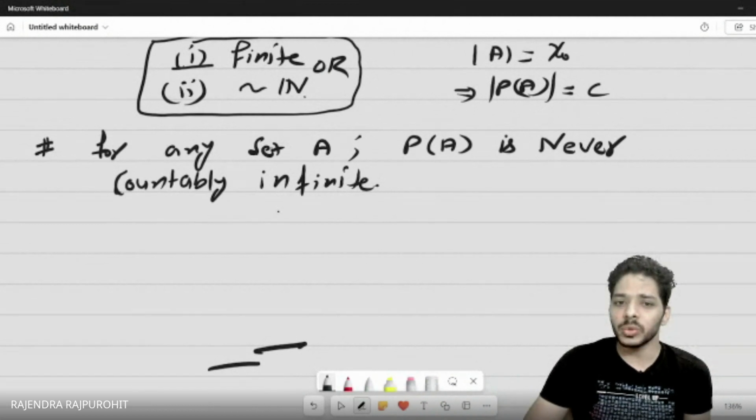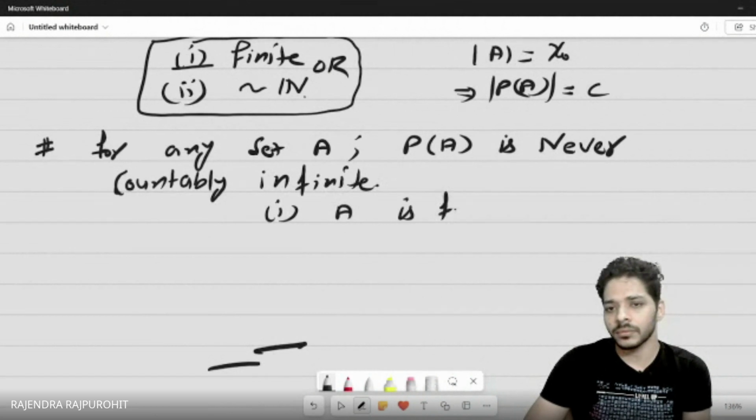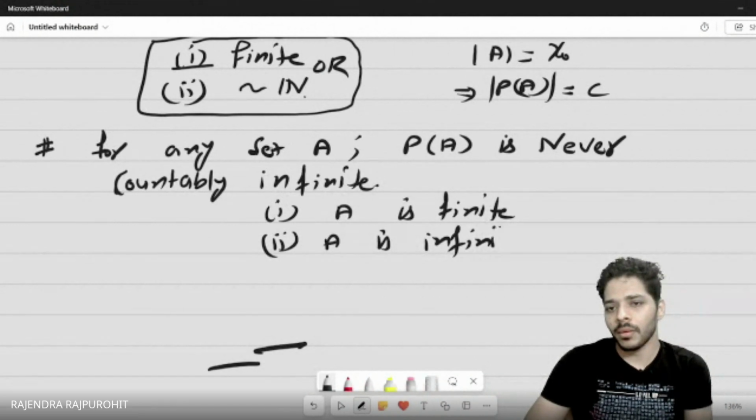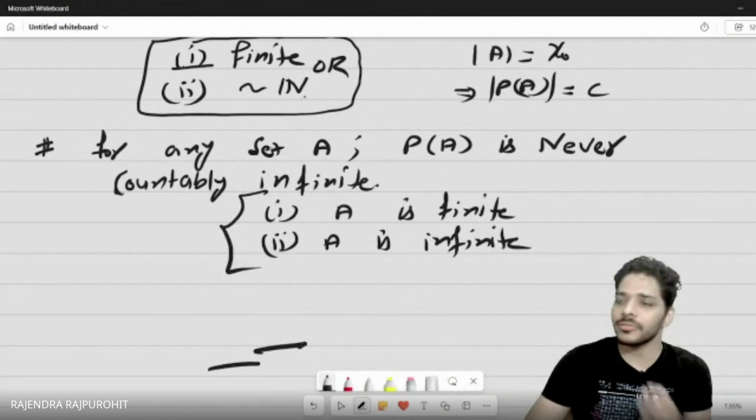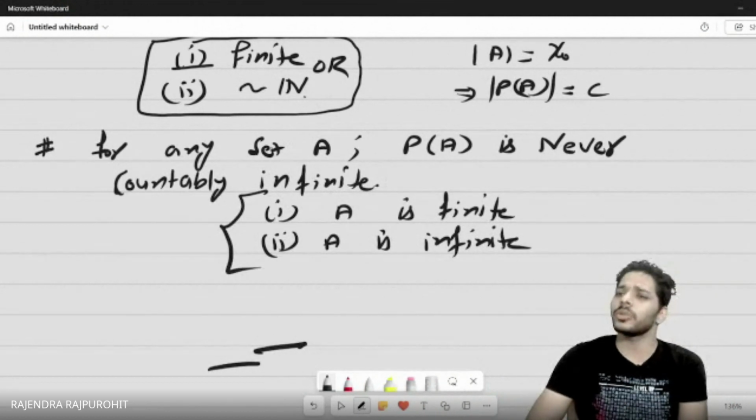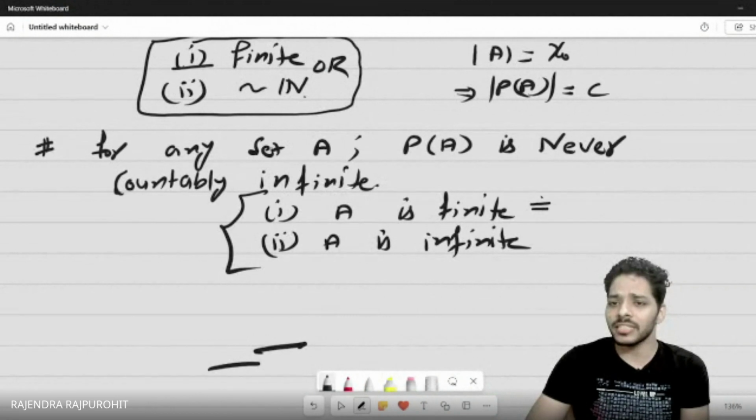And why so? Because we have two scenarios. First, A is finite, and second, A is infinite. These are the only cases we can consider for any set. Either it is finite or it is infinite. In this case, P(A) is finite.